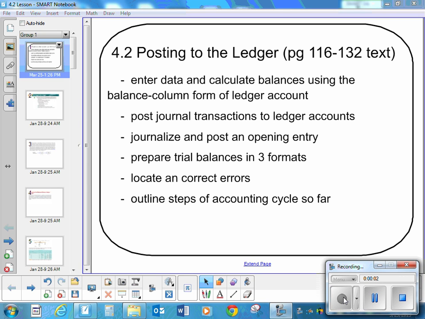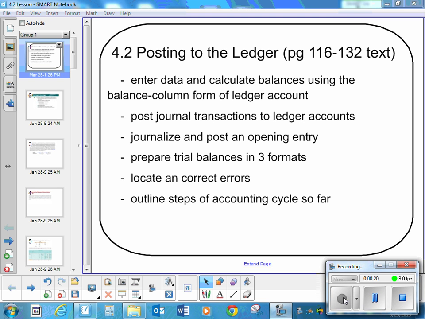Okay, so this is section 4.2, and we're talking about posting to the ledger. And we are following in our textbook on page 116 to 132. As you can see, in this section we have a lot to learn actually, and we're going to talk about entering data and calculating balances using a ledger account.